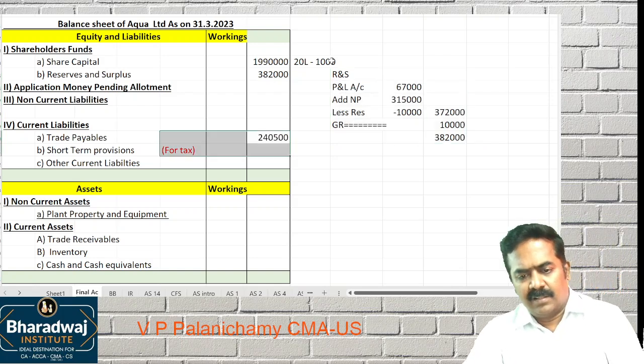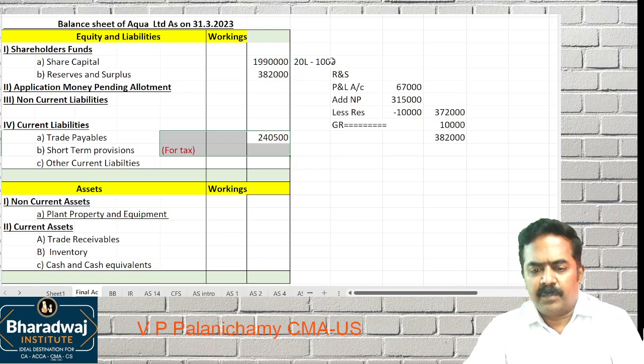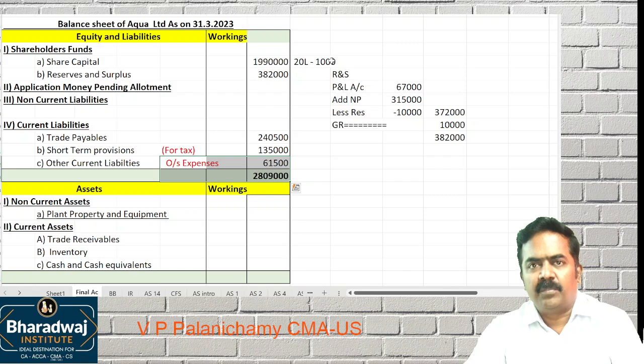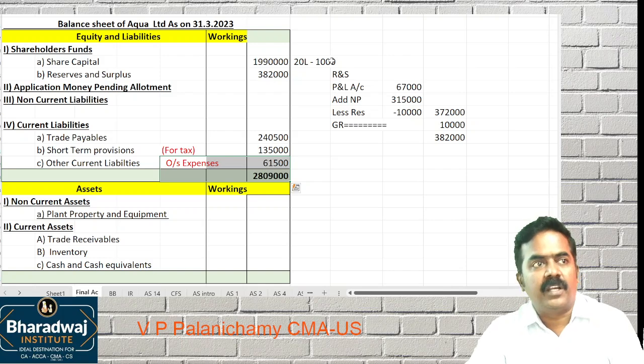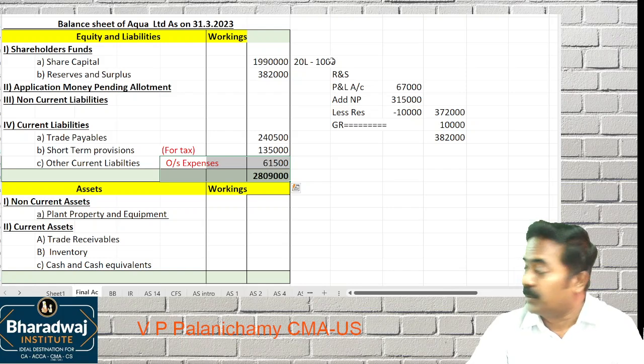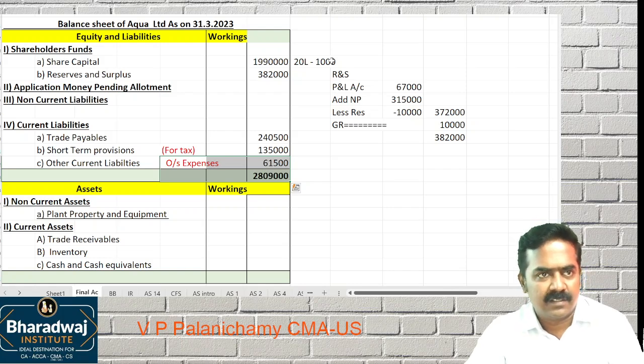Then trade payable will come, provision for tax will come, other current liability, both the outstanding expenses will come. In the examination, you should give a working note separately for which one? The other current liabilities. You're not allowed to write the provision for tax, outstanding expense and all in the balance sheet directly. You should write as a separate working note only.